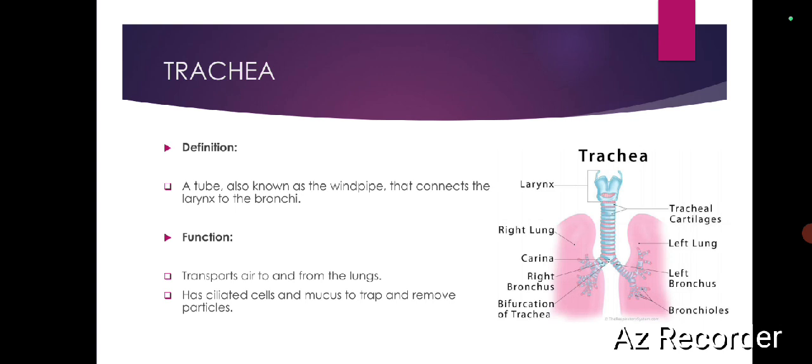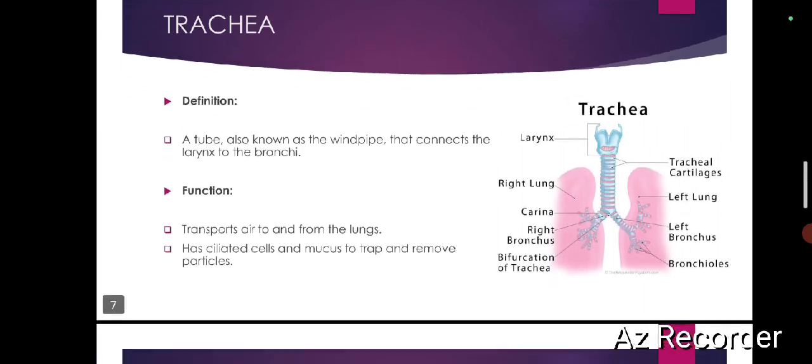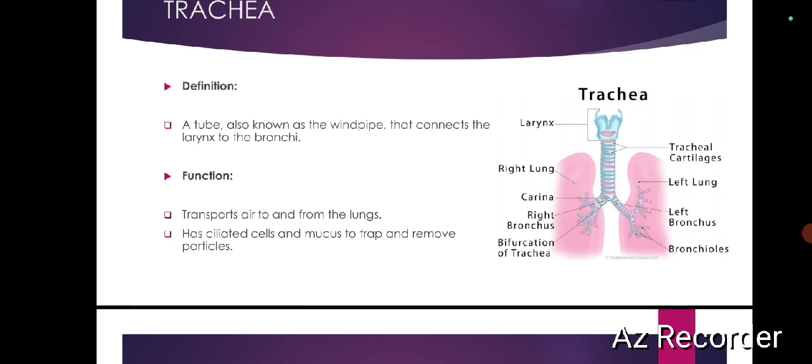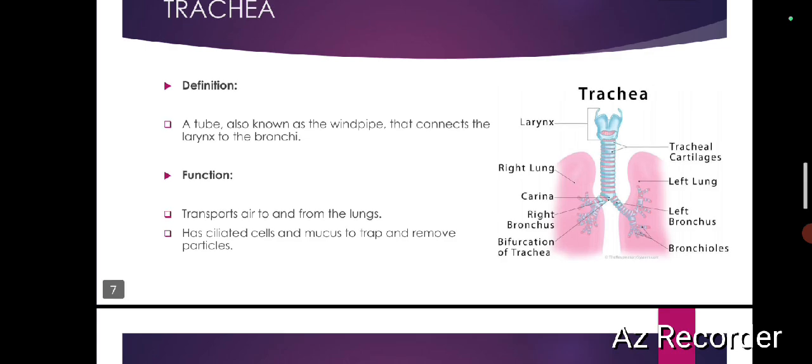In the trachea, we can see a C-shaped structure that is called cartilage. The function of the trachea is to transport air to and from the lungs. It has ciliated cells and mucus to trap and remove particles.